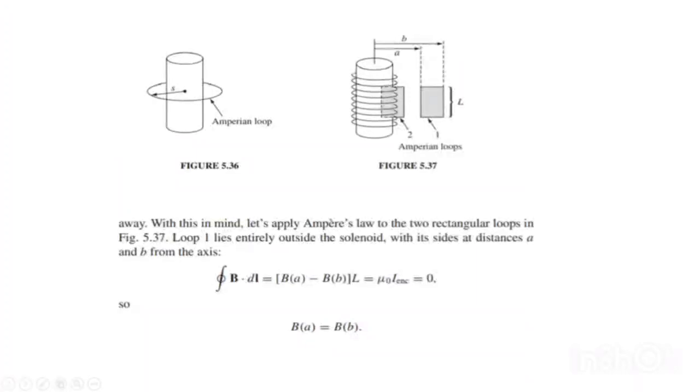With this in mind, let's apply Ampere's law to the two rectangular loops in 5.37. That is, there are two rectangular loops here. Loop 1 lies entirely outside the solenoid with its sides at distances a and b from the axis. Ampere's circuital law for loop 1 can be written as the line integral of B dot dl equals B(a) L minus B(b) L, which equals mu naught times I enclosed, which equals 0. That is, B(a) equals B(b).